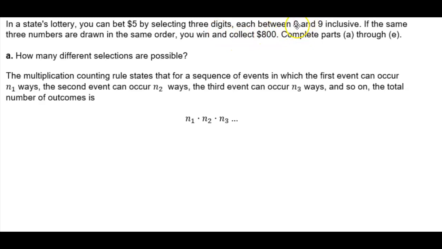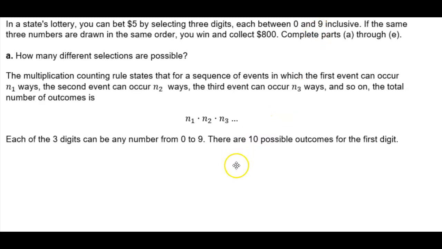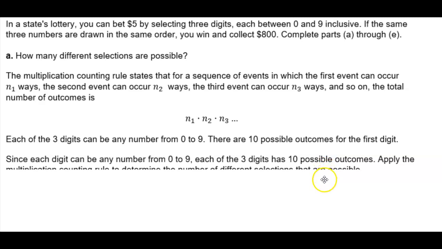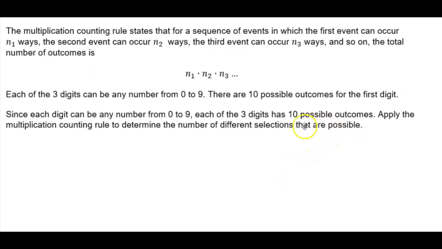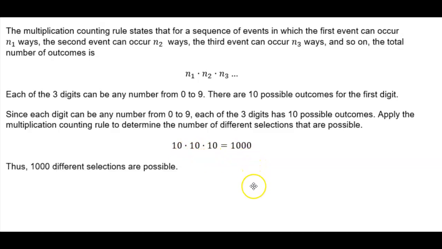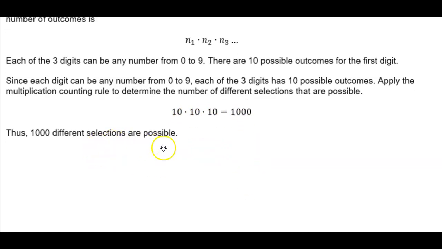So that means how many numbers are in the digits from 0 to 9? Well, we know that there's 10. So each of the 3 digits can be any number from 0 to 9. So there are 10 possible outcomes for the first digit. And since each digit can be any number from 0 to 9, each of the 3 digits has 10 possible outcomes. So you're going to apply the multiplication counting rule to determine the number of different selections that are possible. So 10 times 10 times 10 is going to equal 1,000. Thus, 1,000 different selections are possible.